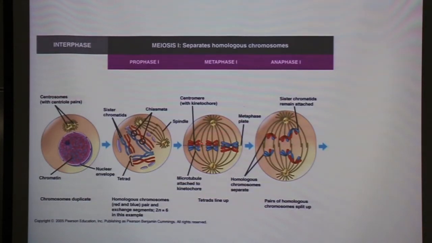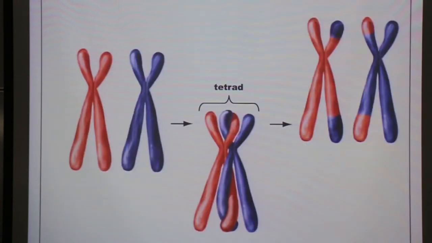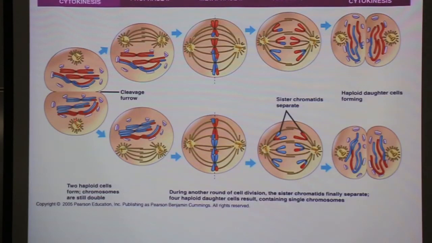Okay? During metaphase 1, the homologous chromosomes line up in pairs. That's also different. Okay, so instead of them all lining up like they did in mitosis, they line up in pairs. So that in anaphase, what happens is the homologous pairs separate, but the sister chromatids remain attached. Okay, and so then the cell goes through telophase 1 and cytokinesis.